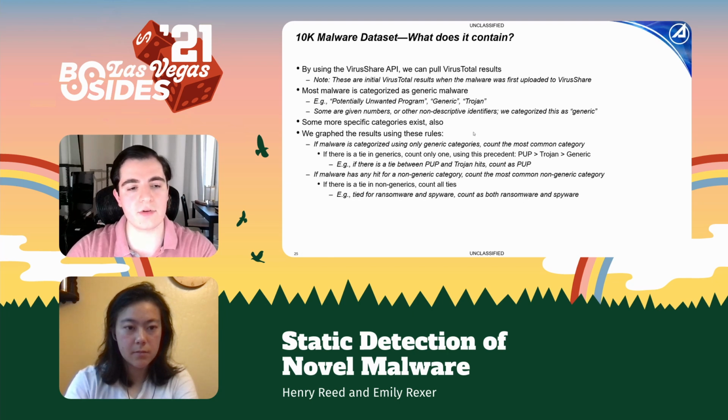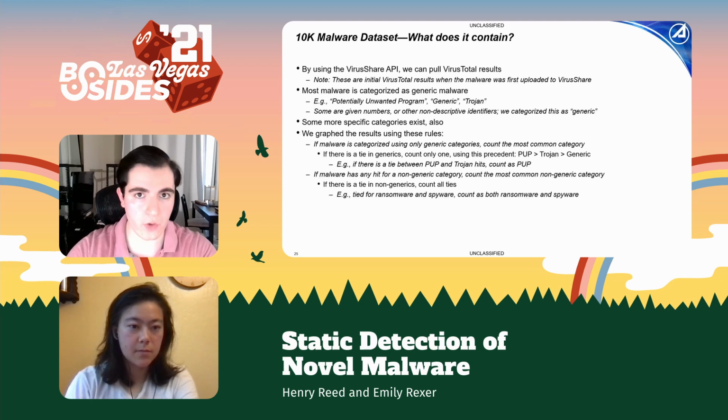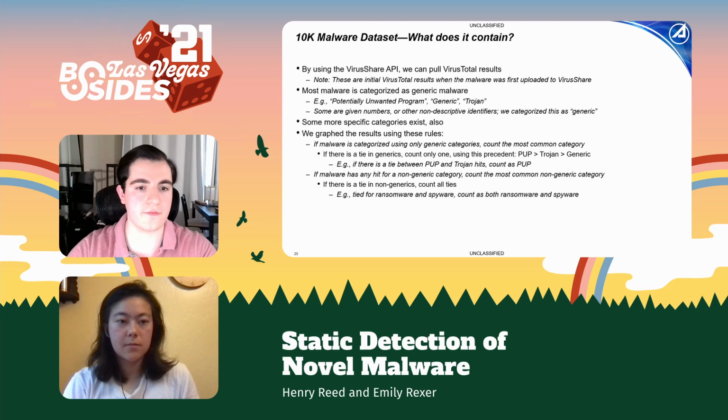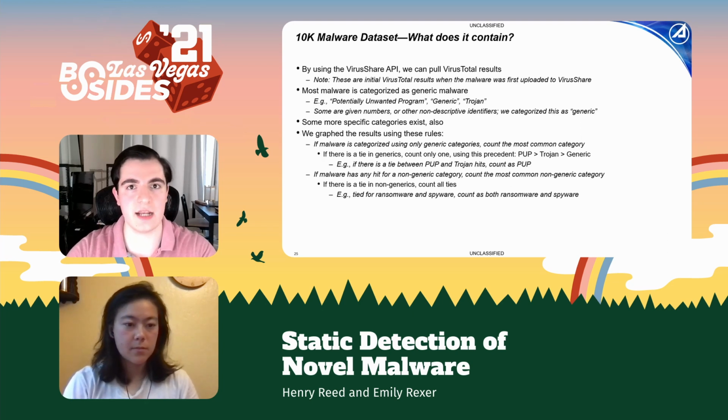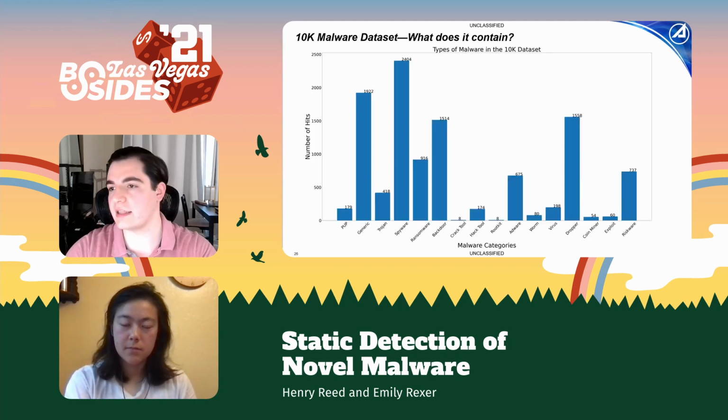If a malware sample has any hit for a non-generic category, we count the most common non-generic category. So if there's 30 hits for potentially unwanted program, but one hit for spyware, then we count it as spyware. We don't count the other hits. If there's a tie in non-generics, we count all ties. So if there's a tie for spyware and ransomware, we count that as a single hit for ransomware, a single hit for spyware. Given all those rules, this is the chart that we have. Do understand that these numbers don't all add up to 10,000 because of that double counting possibility.